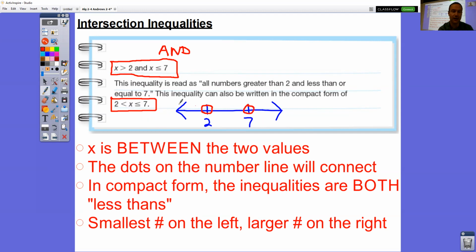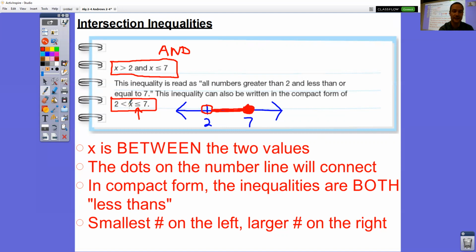But when you really take a look at the inequality statement, notice that we have an "or equal to" right here by the 7. Anytime you have the "or equal to," that is a closed dot. Anytime that the letter is in the middle, that means the bar is going to connect these two because we're looking at all the possible numbers in between 2 and 7.